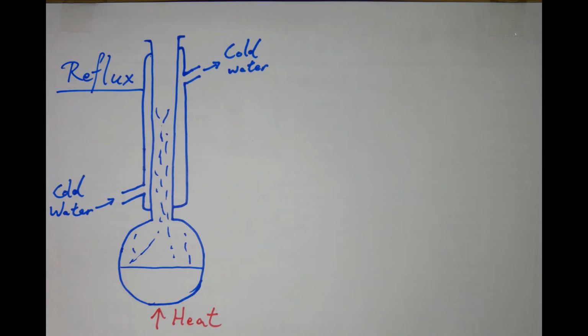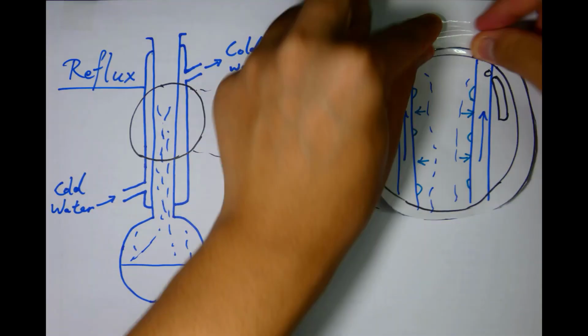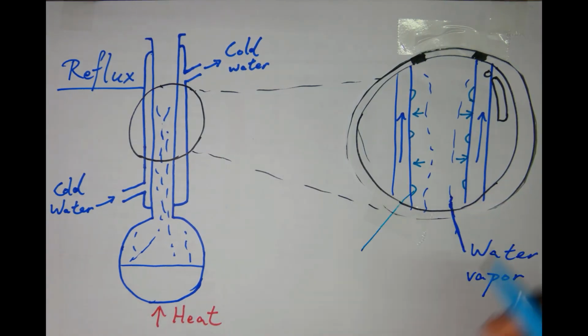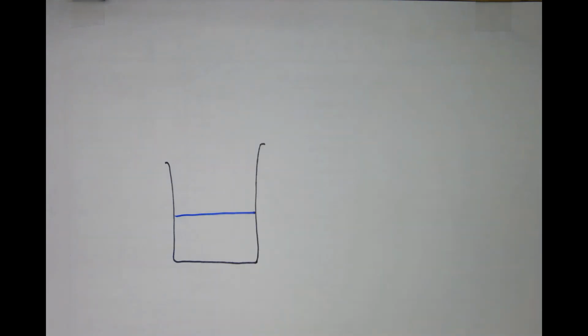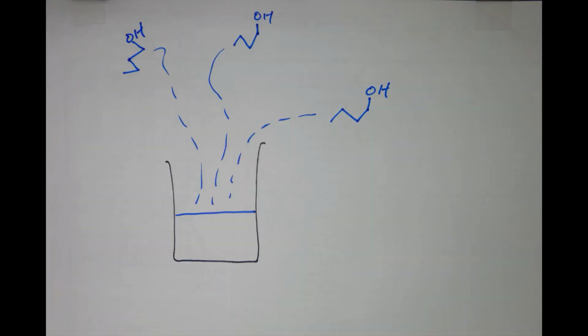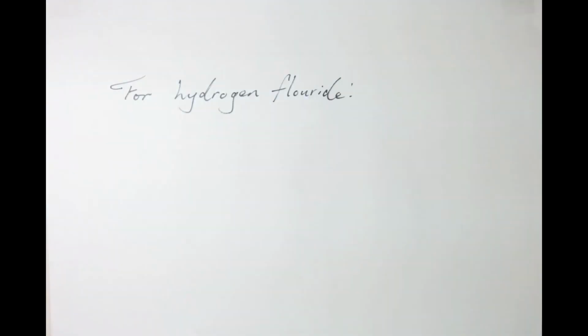Once the water evaporates, it will rise to the condenser part, and thus will be condensed back to water droplets and reflux back to the flask. Alcohols evaporate easily, so reflux is very useful when it comes to heating alcohols. Now, let's take a closer look at the reactions.